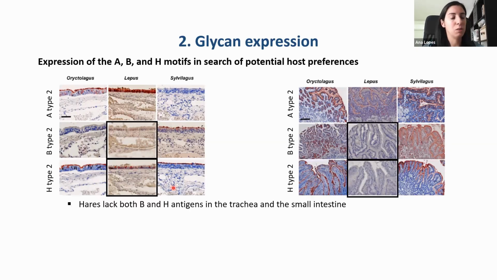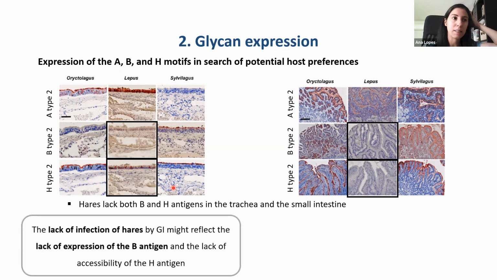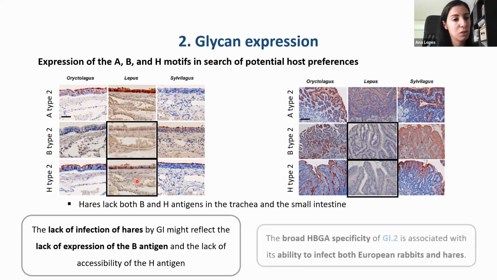So in the end, one of the most interesting results here is that hares lack both the B and H antigens in trachea and in the gut. And this might reflect the lack of accessibility and the lack of infection of hares by G1. The lack of expression of the B antigen and the lack of accessibility of the H antigen might explain why hares are not infected by G1. And also, we can conclude from here that the broad blood group antigen specificity that we found in G1.2 might be associated with its ability to infect both European rabbits and hares.